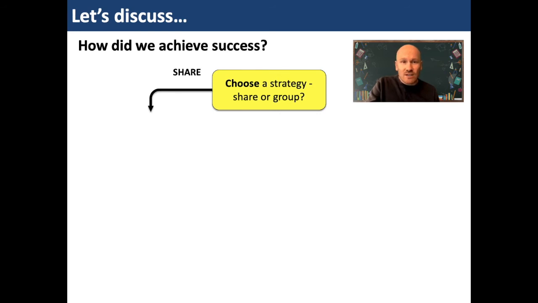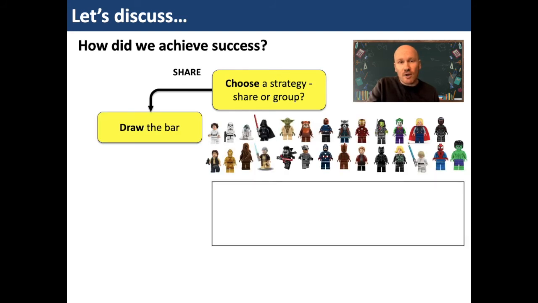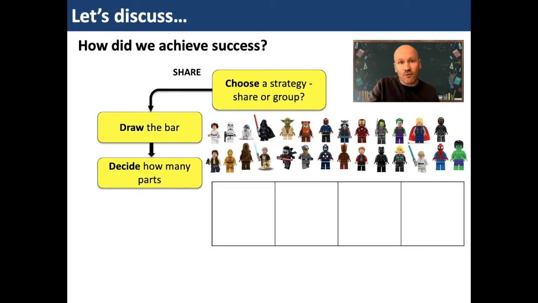The first thing we needed to do when we made that decision to share was draw the bar. We can draw that bar to represent the whole amount, and in this case it was the 27 action figures. Once we've drawn the bar, the next thing we need to do is decide how many parts. For this problem, we were sharing those figures between 4 professors, so we needed to split that bar into 4 equal parts. Once we've done that, we can then share out fairly.